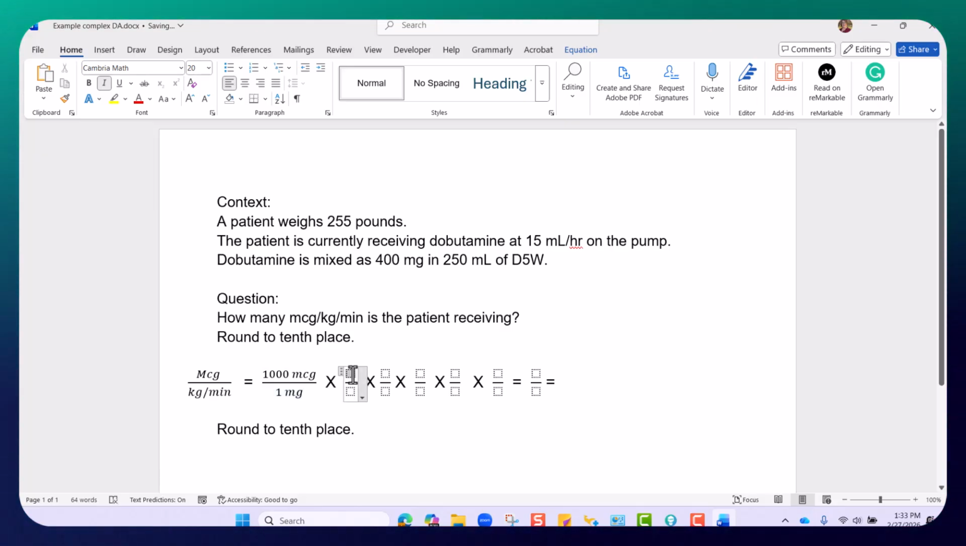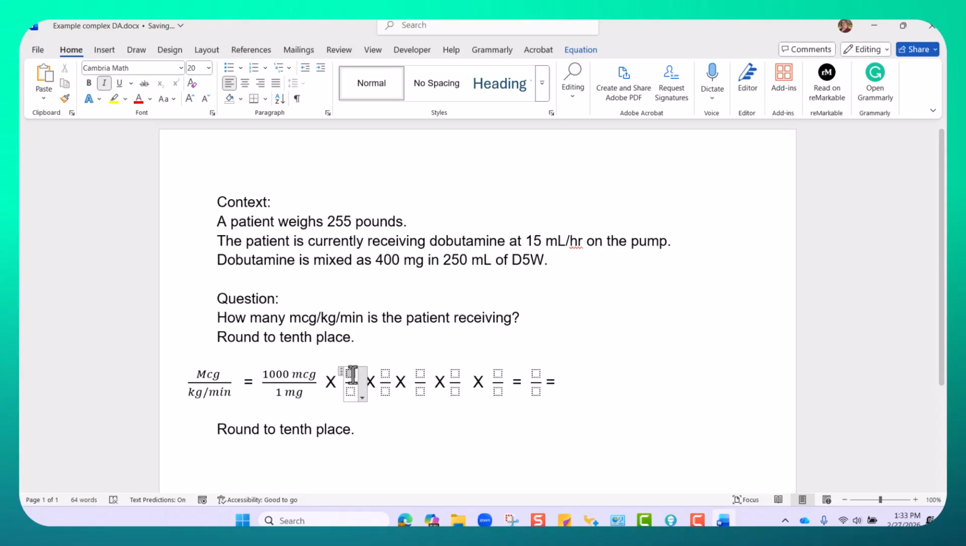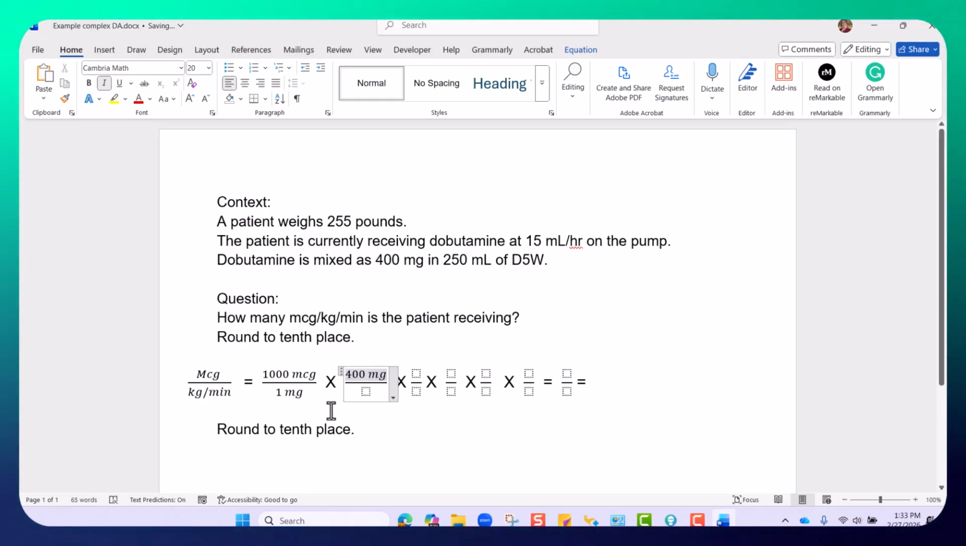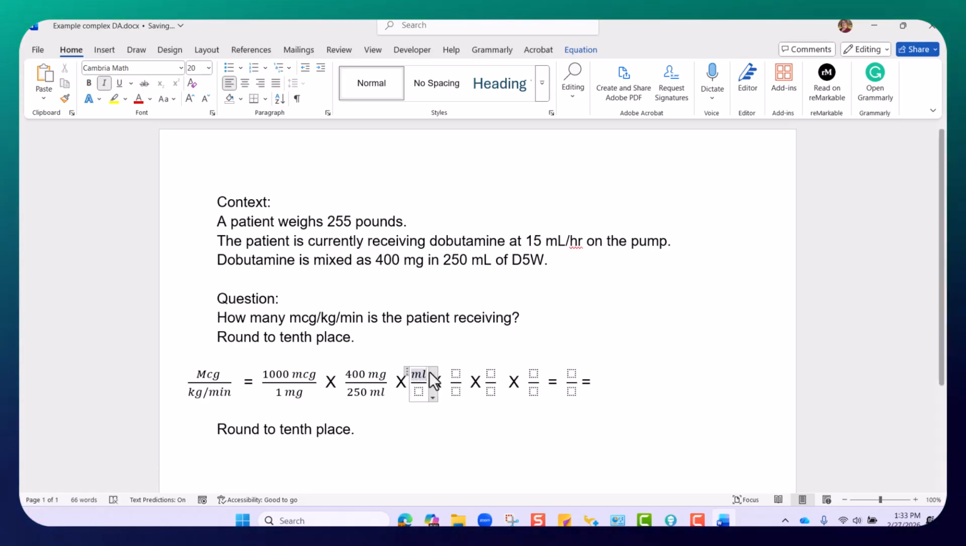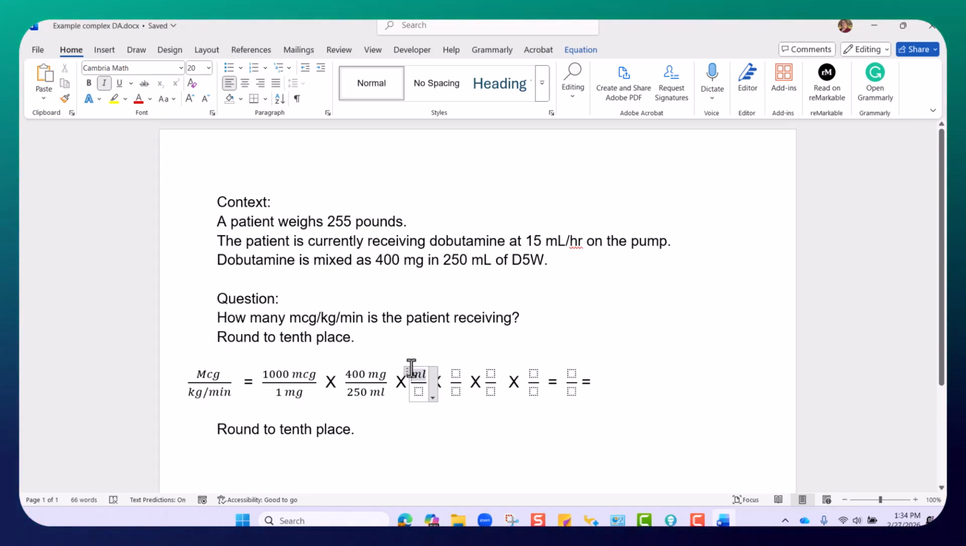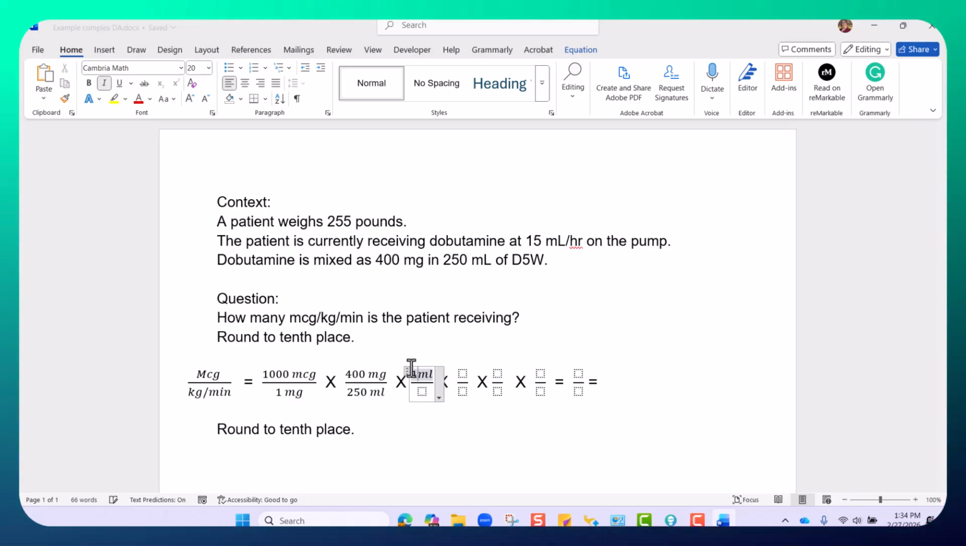The next part of the problem, if they've got milligrams on the bottom of the first one, they're going to have milligrams on the top of the second one. And the next piece of information they have is 400 milligrams, which is in a solution of 250 mL, so those have to go together. If there's mLs on the bottom of that one, there's got to be mLs on the top of the next fraction. So then they go back to their question and find where else they have information about milliliters, and that would be the 15 milliliters per 1 hour.